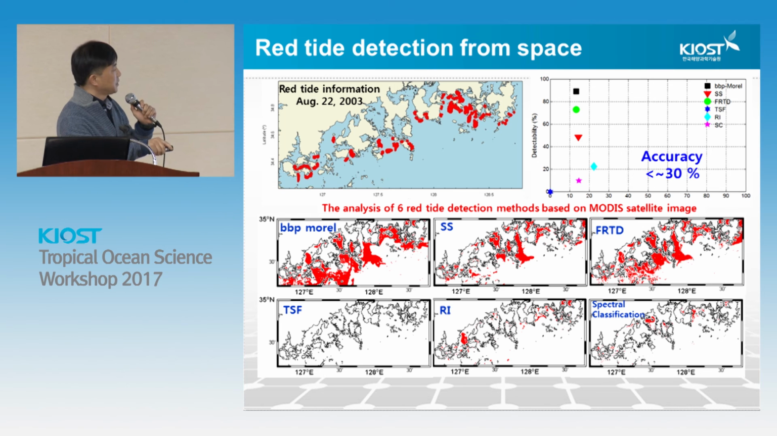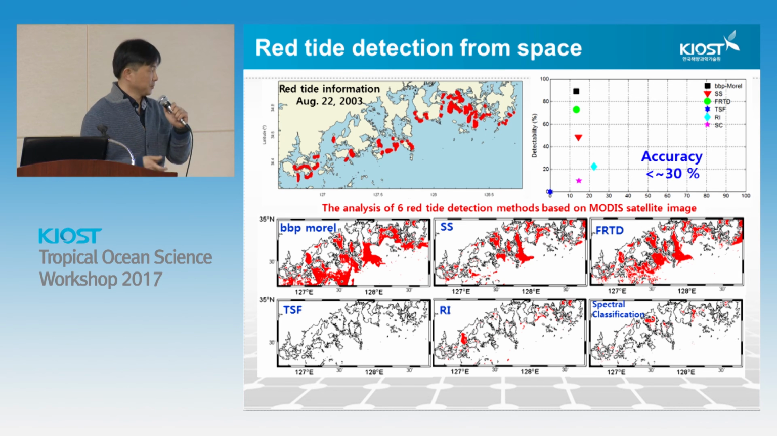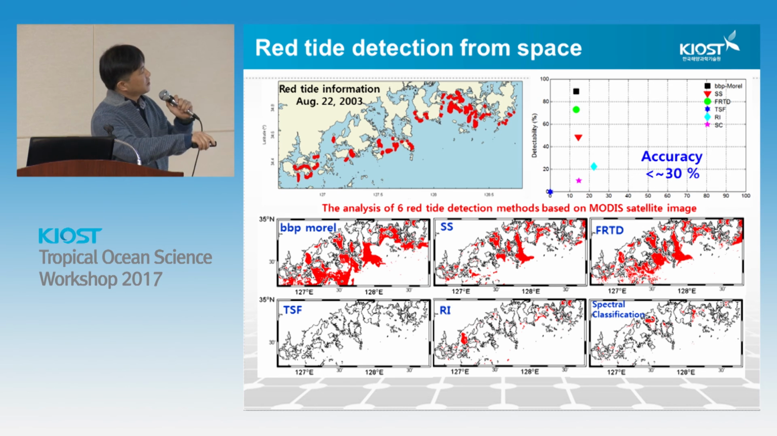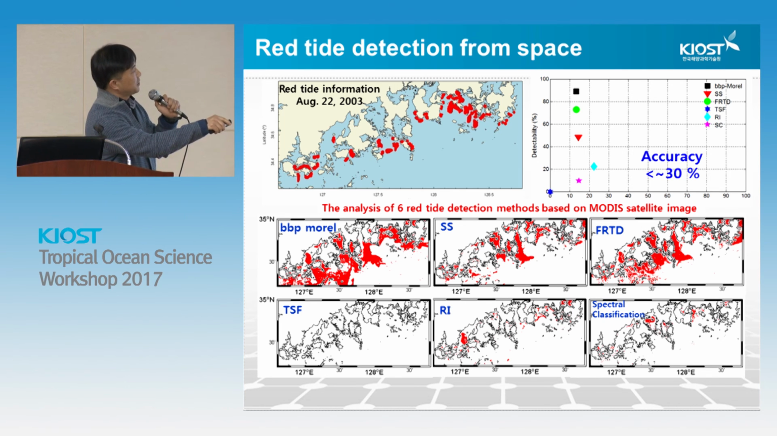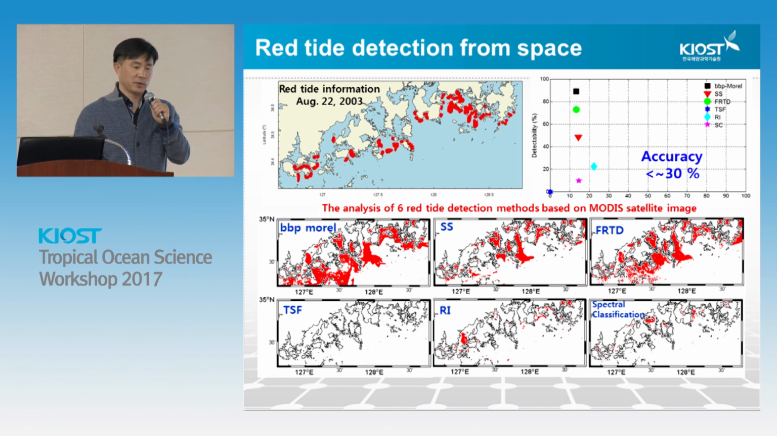So anyway, here are some proposed satellite red tide detection algorithms using the satellite, like the BBP model. We have lots of detection algorithms. Anyway, you can see here that the accuracy is less than 30%. As one example, this BBP model has very high detectability, but you can see most of the area is estimated as red tide. It means false signals, because most algorithms were not developed based on the optical property of the red tide species.